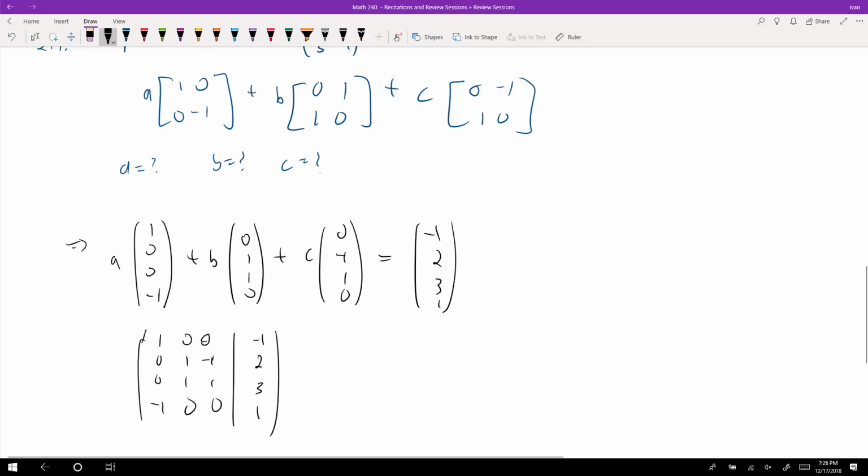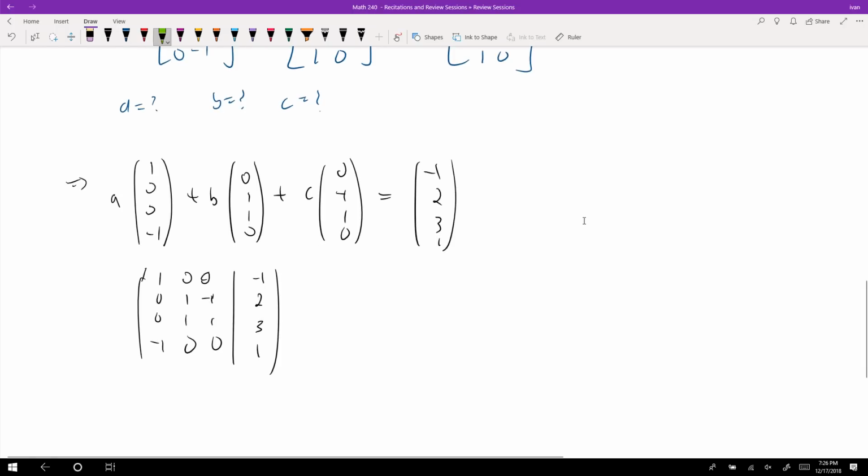Now we row reduce and solve for A, B, C. Remember, this column gets you A, this column gets you B, this column gets you C. So you get 1, 0, 0, negative 1, 0, 1, negative 1, 2. Now we'll do some reducing, 0, 0, 2, 1. And this gets you 0, 0, 0, 0.